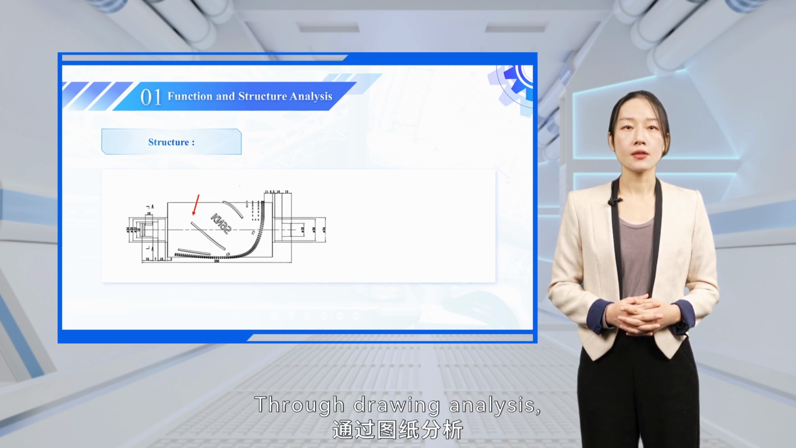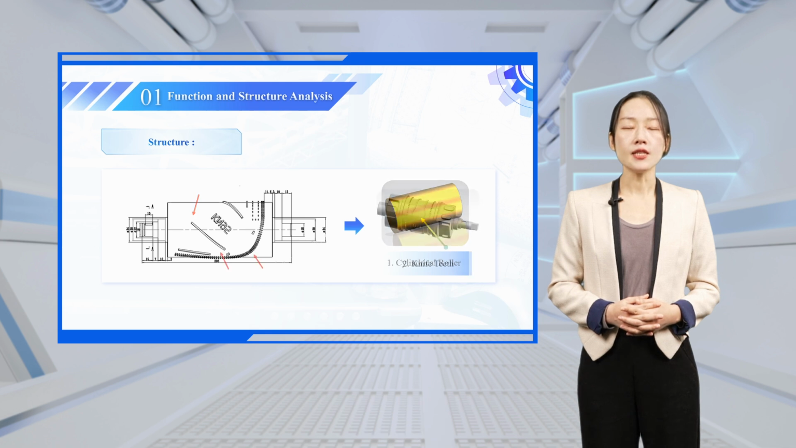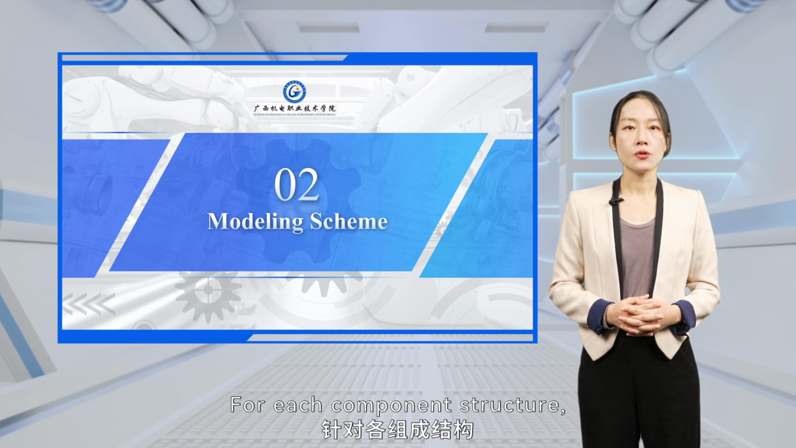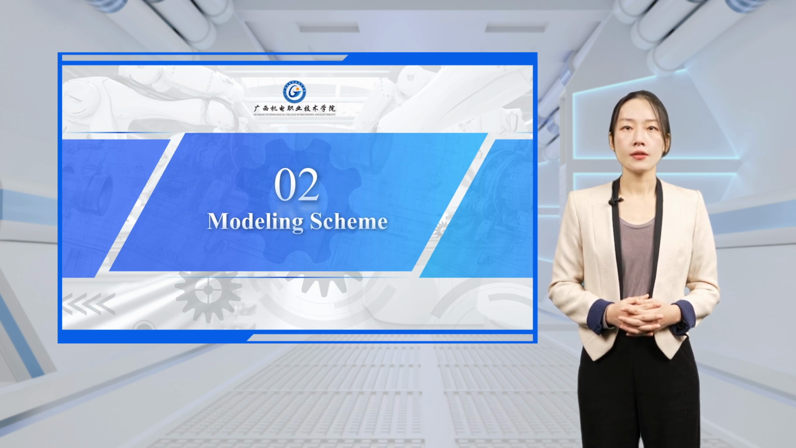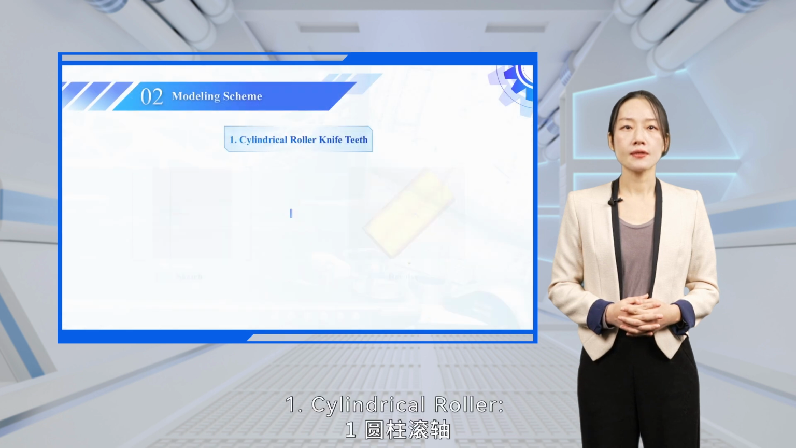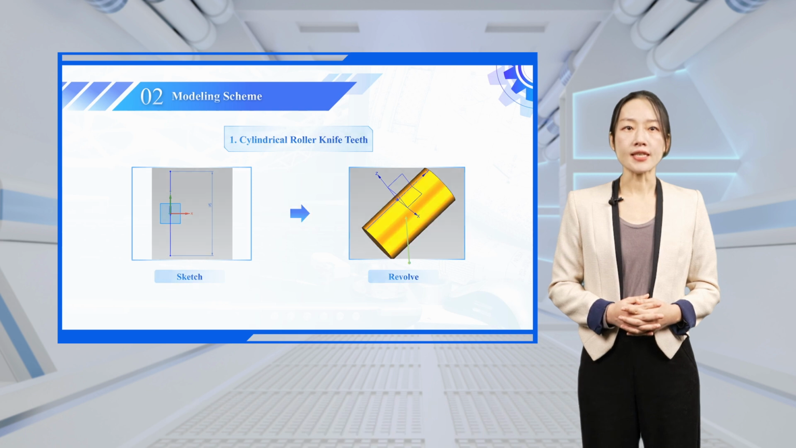Through drawing analysis, we divide the tooth roller into the following parts. 1. Cylindrical roller. 2. Knife teeth. For each component structure, our modeling scheme is as follows. 1. Cylindrical roller, constructed using sketch and revolve.